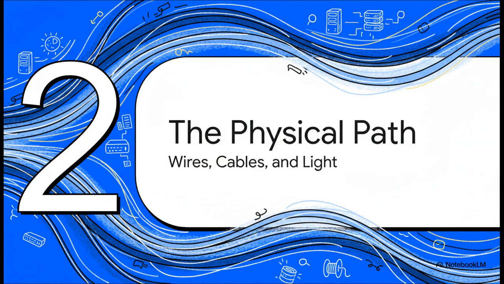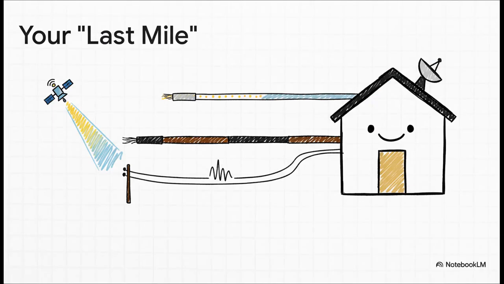But wait, that request, it doesn't just float around in some digital cloud, right? No, it travels along a very real, very physical path. We're talking wires, massive cables, and pure light. So the journey starts with what the industry calls the last mile. That's the connection from the main network right to your house. This could be crazy fast fiber optic cable, which literally sends data as pulses of light through glass. Or, it might be the same cable line your TV uses, or even your old telephone lines.